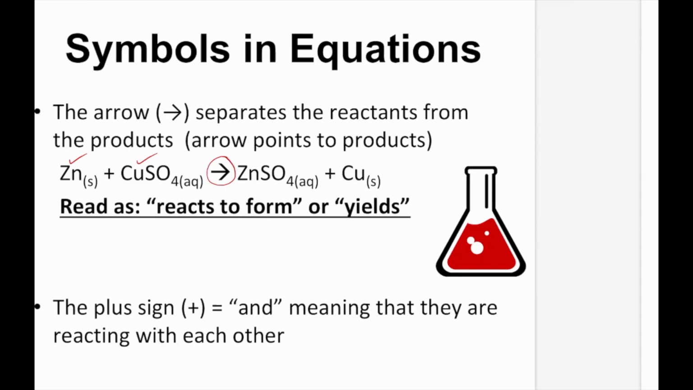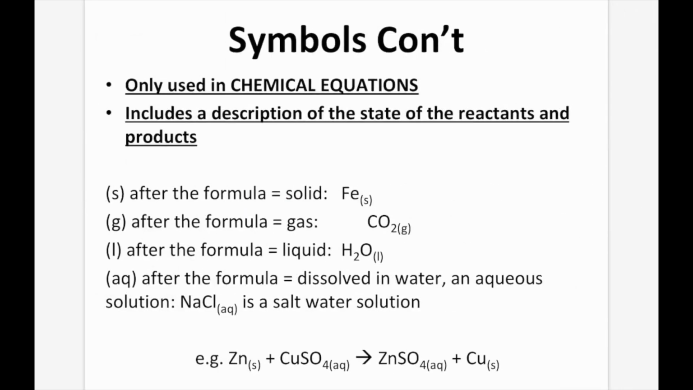Symbols continue. So we're only going to use our symbols in our chemical equations. The symbols include a description of the state of the reactants and the products. So for example, S is solid. So if you have FeS, that's solid iron. You'll notice where the S is. It's going to be a subscript to the right. So we're always going to have our symbol, and then our subscript is going to be down to the right in the spot right here. If you just have a generic atom like X, then our subscript would be down here.